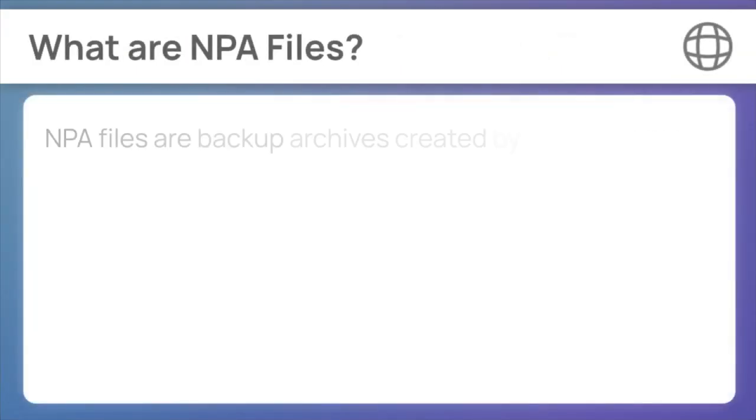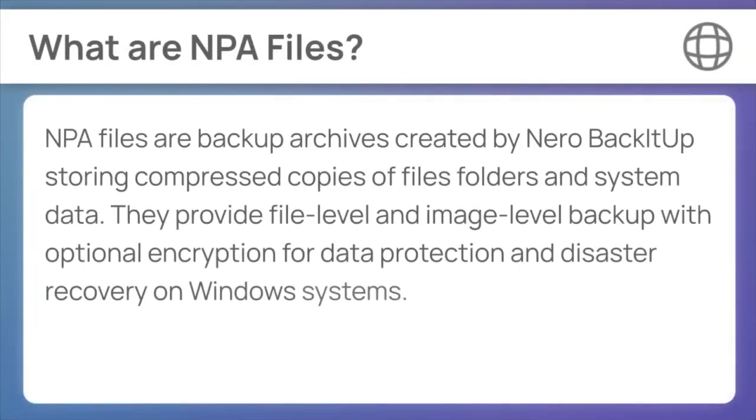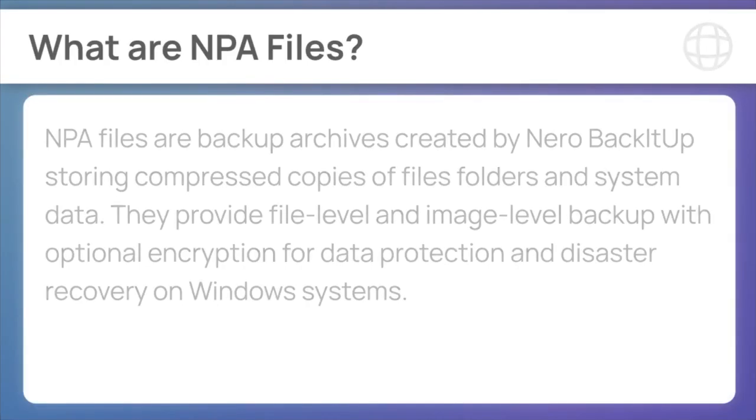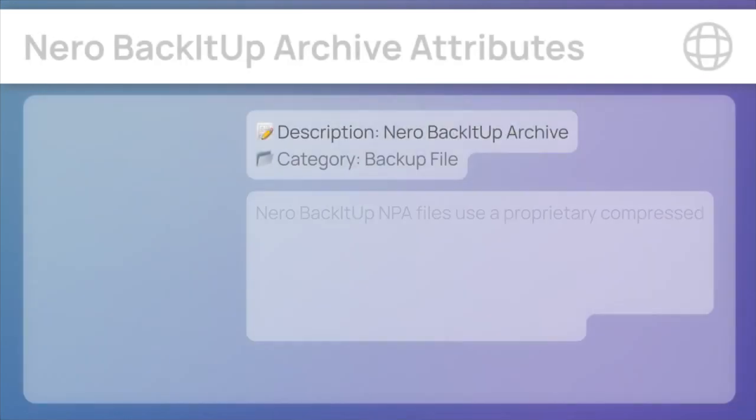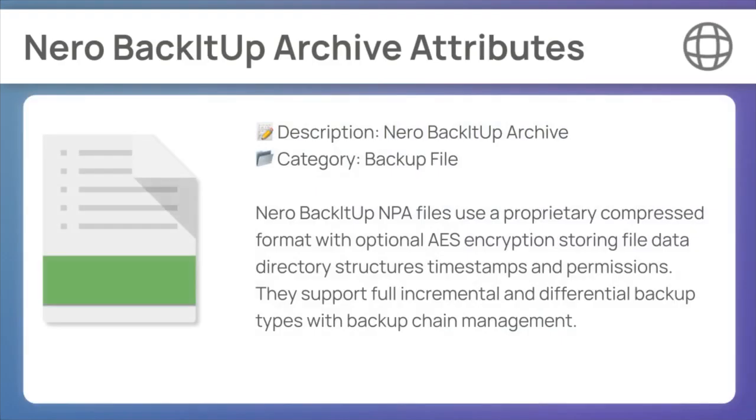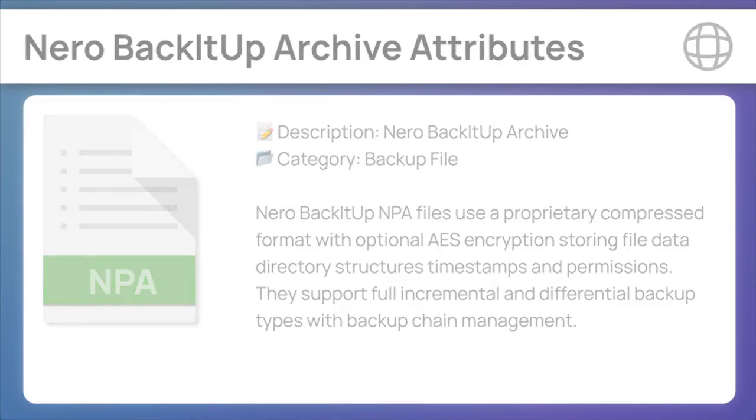NPA files are backup archives created by Nero BackItUp, storing compressed copies of files, folders, and system data. They provide file-level and image-level backup with optional encryption for data protection and disaster recovery on Windows systems. Nero BackItUp NPA files use a proprietary compressed format, with optional AES encryption, storing file data, directory structures, timestamps, and permissions. They support full, incremental, and differential backup types with backup chain management.